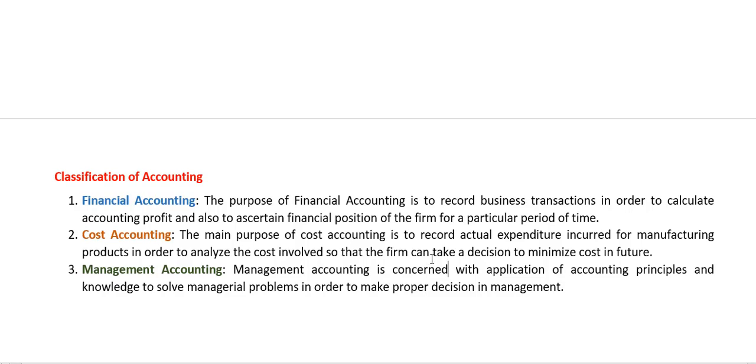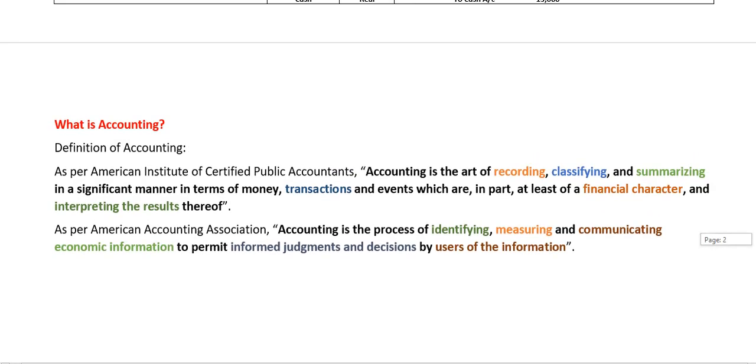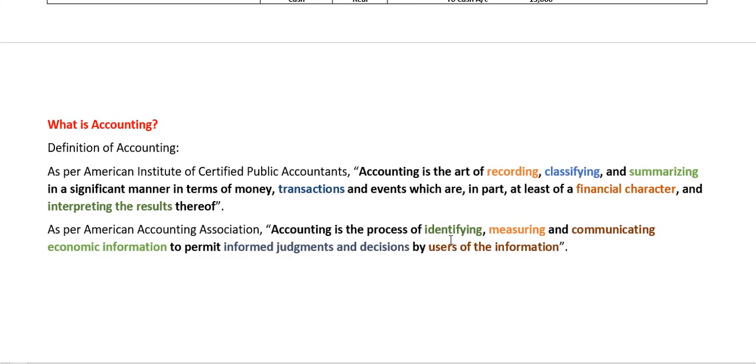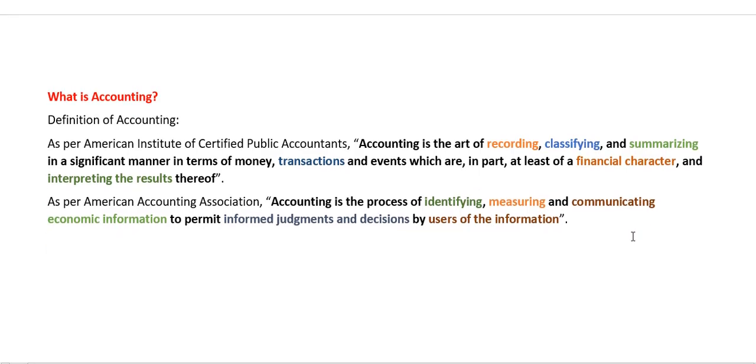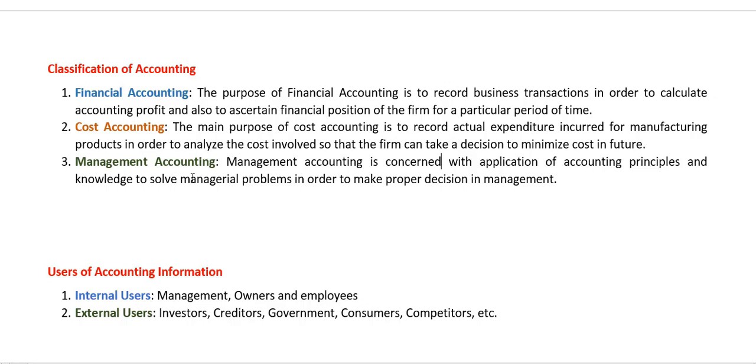Now let's move on to users of accounting information. If we go back to the second definition of accounting given by the American Accounting Association, it says accounting is the process of identifying, measuring, and communicating economic information to permit informed judgment and decisions by users of the information. So now let's see who the users of the information are. Users of accounting information can be broadly categorized into two categories. The first one being internal users and the second one being external users.